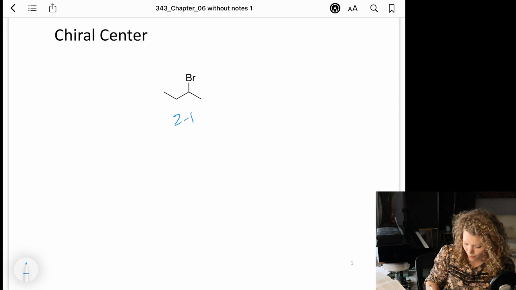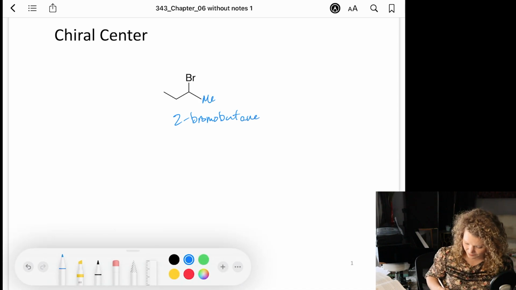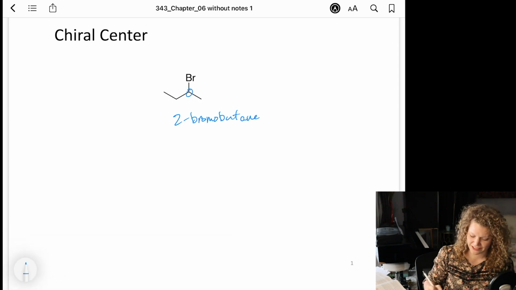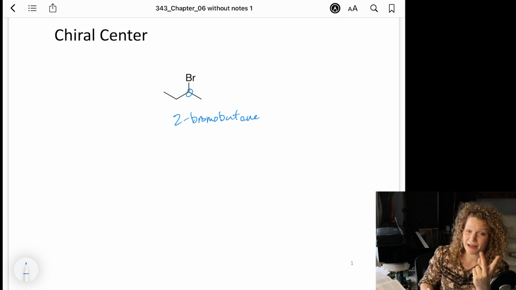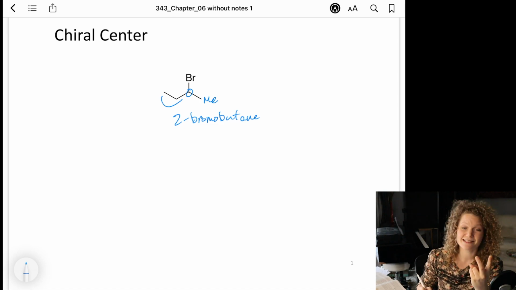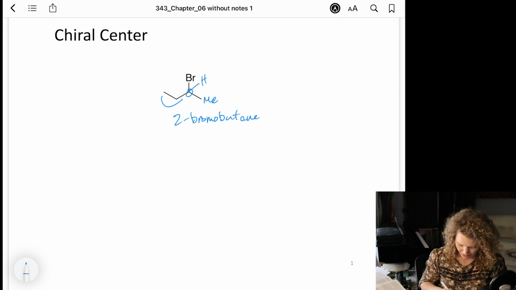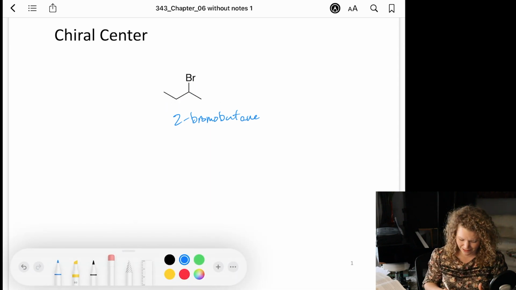Here I have 2-bromobutane. Here we have a methyl, and then we have an ethyl group. This carbon center here has 4 different things attached to it. It has a bromine, it has a methyl group right here, and it has this ethyl group, and we're not drawing it in, but there's a hydrogen there. These 4 different things attached to it can be spatially oriented differently.